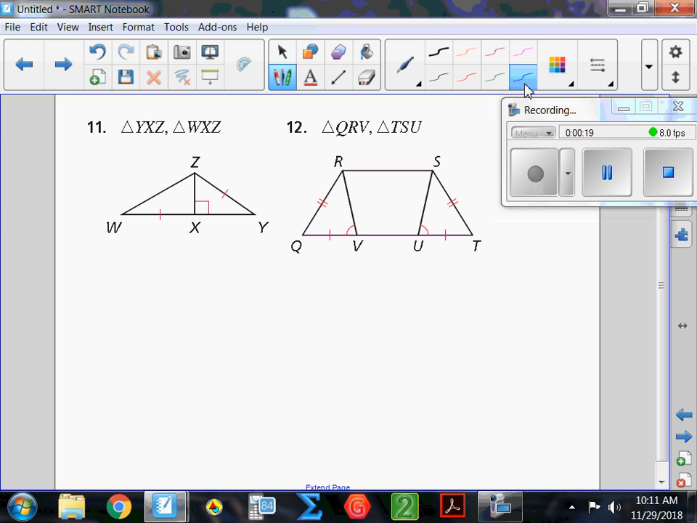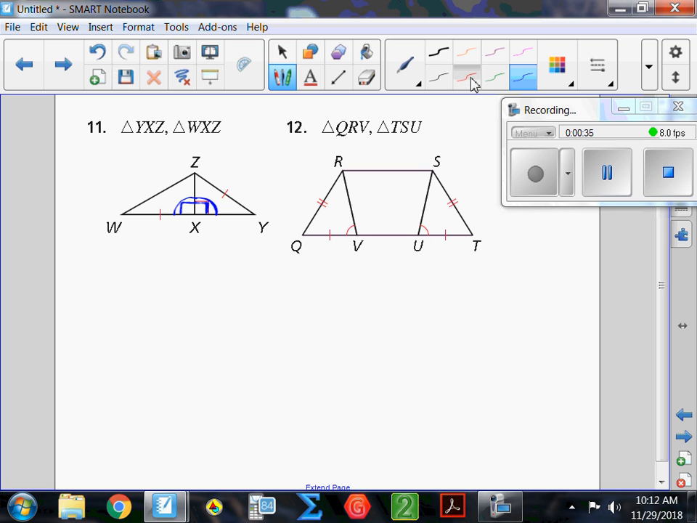We have an angle, ZXY, that is a right angle. We know because of linear pairs that angle ZXW is also a right angle, and right angles are congruent. So we do have an angle that is congruent.